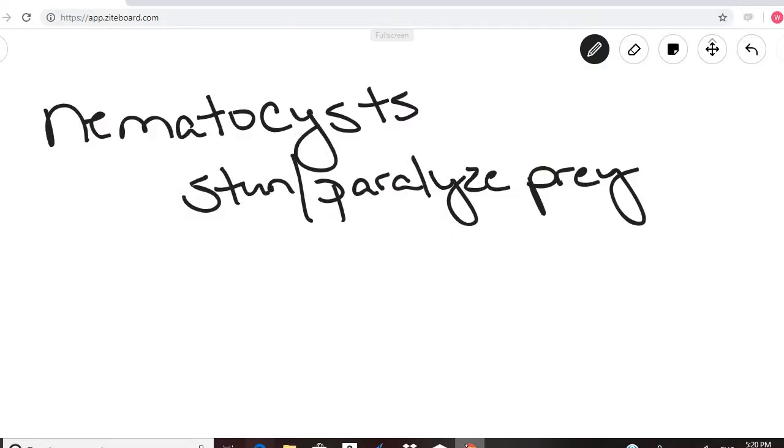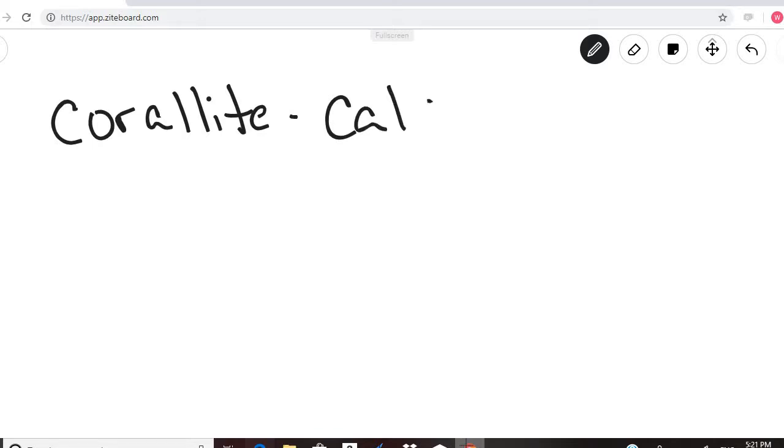So let me write that up for you. So there is a corallite, it's like a calcium skeleton that the polyp sits inside.